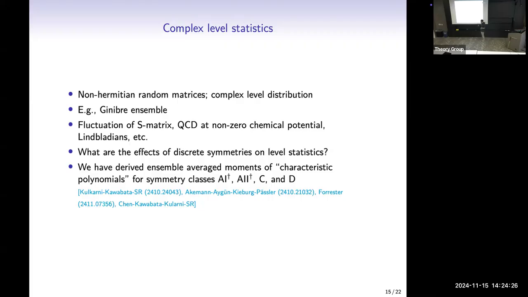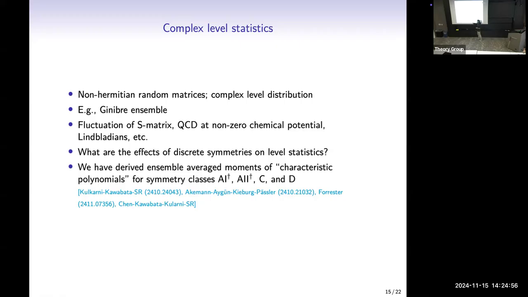So for the Hermitian case, of course, level statistics has been studied quite extensively, but not for non-Hermitian random matrix theory. Very recently, we studied level statistics of these four cases: A1 dagger, A2 dagger, C and D. I will explain what these symmetry classes are. We chose these classes because we expect them to exhibit interesting spectral correlations.